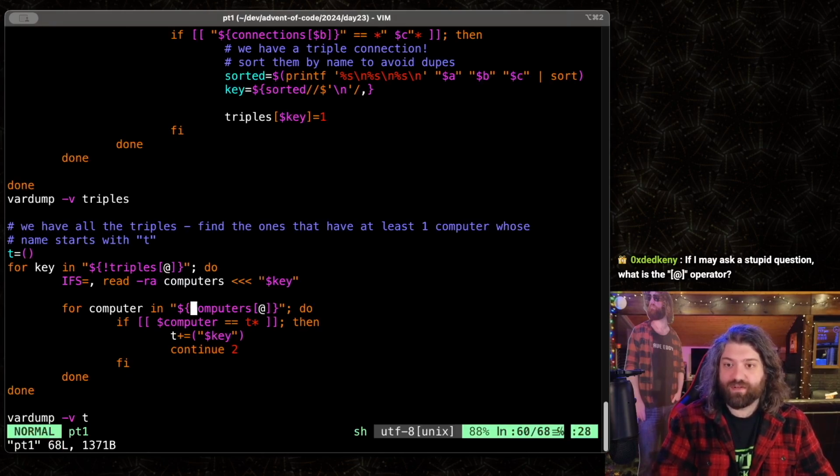If I ask a stupid question, what is the bracket? This is just how you handle arrays in Bash. So this just means every element of the array. If it's an indexed array, this gives you every value. If it's an associative array, it still gives you every value. If you put the exclamation mark in front of it, it gives you every key. It's sort of like an iterator, you could think of it this way. So this will just loop over all the keys in this associative array.